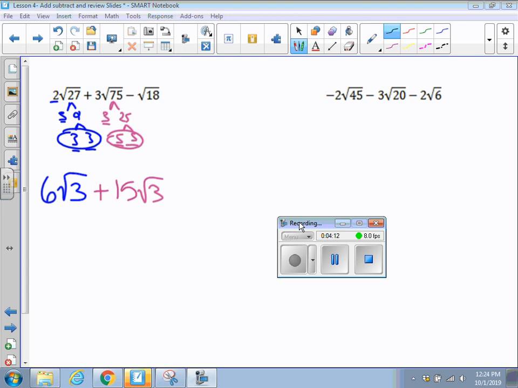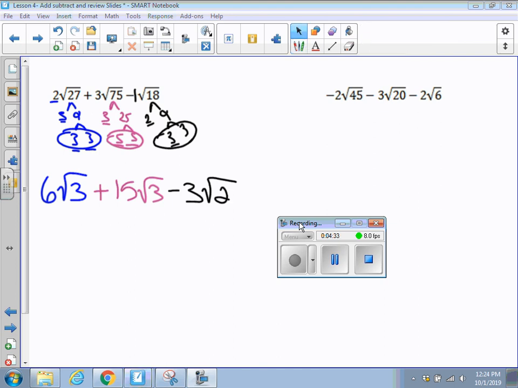Then I've got minus the square root of 18. Really, it's minus 1 square root of 18. That's my coefficient. But anyway, square root of 18, 2 and 9, 3 and 3. So I see a pair of 3's. They're going to come outside, but we already have a minus 1. So minus 3 when you multiply, square root of 2.